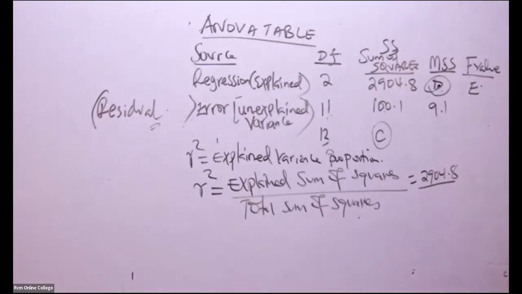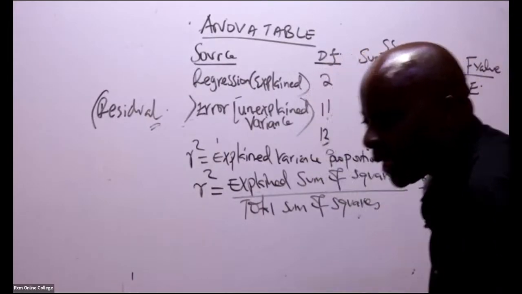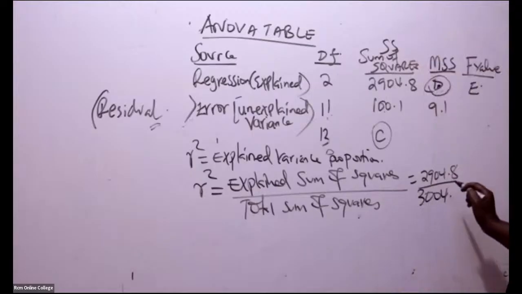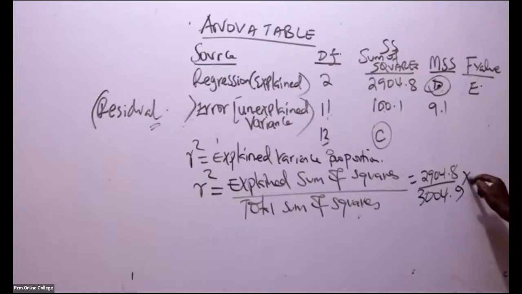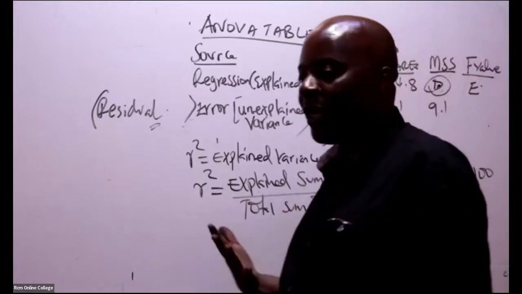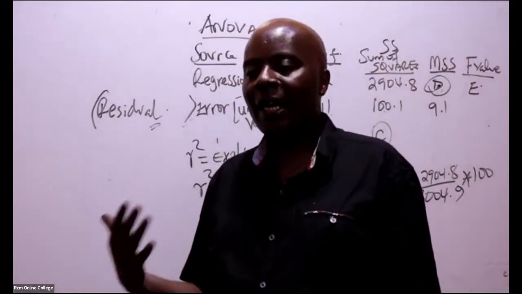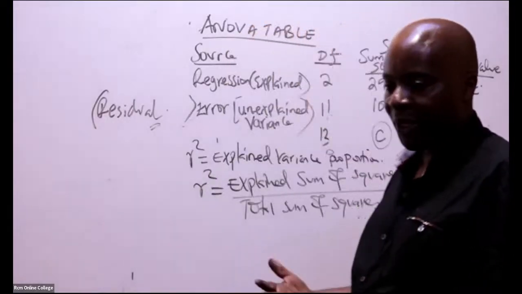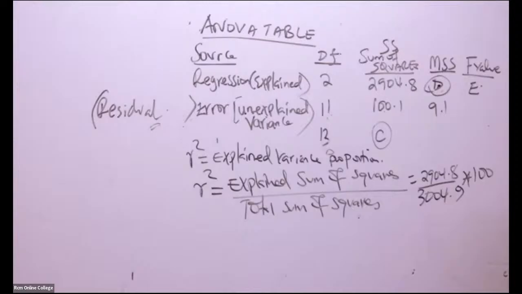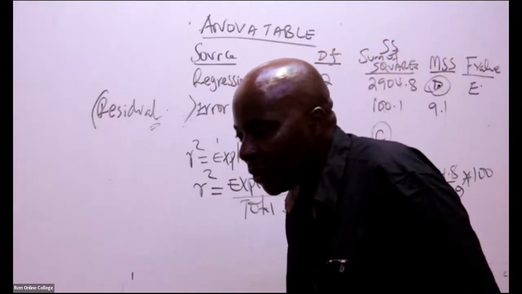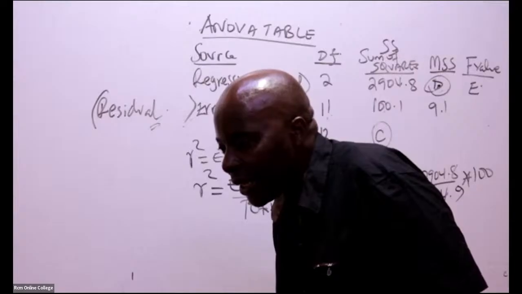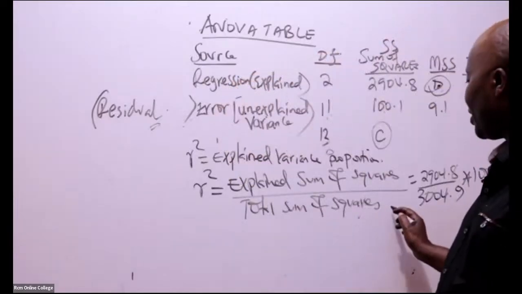So total sum of squares, is there somebody who can remind me this before I go back to what this student is asking? 3,004.9. So times 100, whatever answer you get, times 100. Could you kindly give me this answer? So the higher it is, the better, because in this case, ladies and gentlemen, we'd want to have higher explanations. Like what Cynthia is giving me, 96.67.